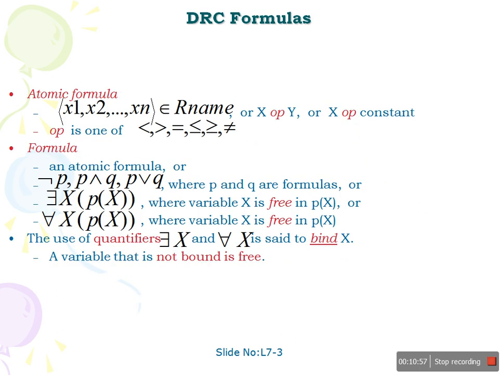As I told you, everything is the same. Previously we have taken R belongs to R name. Here, it is x of y or x of a constant value. Here op is nothing but operators: less than, greater than, equal to, all these things. Apart from that, we additionally have other atomic formulas. You can see here.